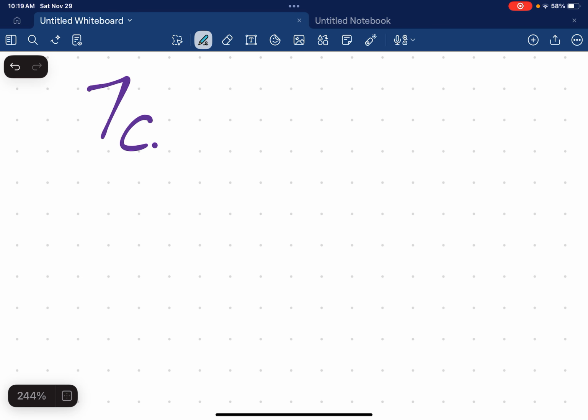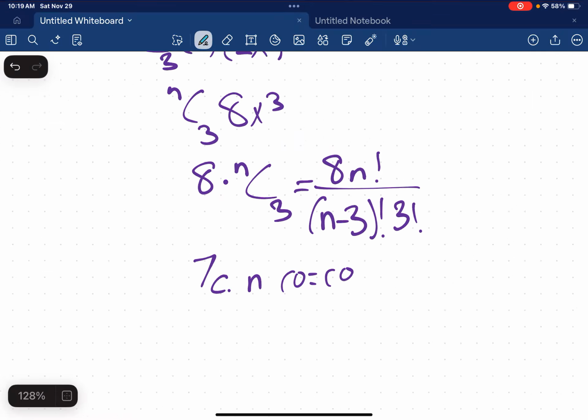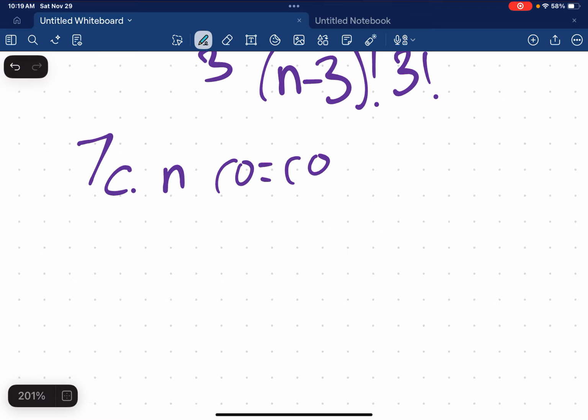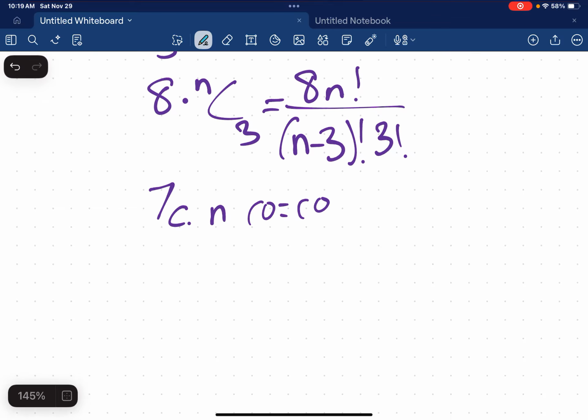Find n given that these two coefficients are equal. What two coefficients? What is it talking about? Oh, it's talking about B and C's coefficients. Okay, well, let's get to work then.